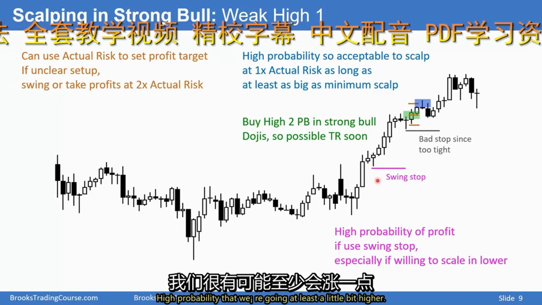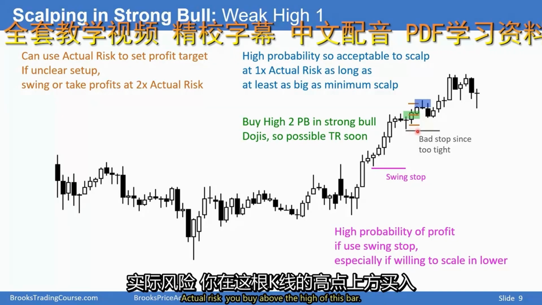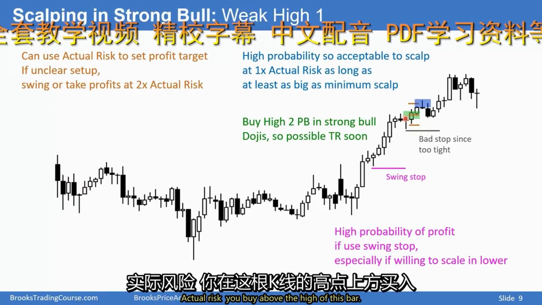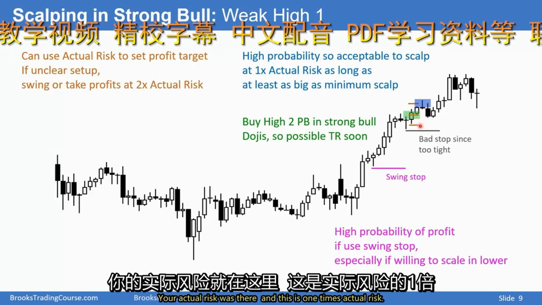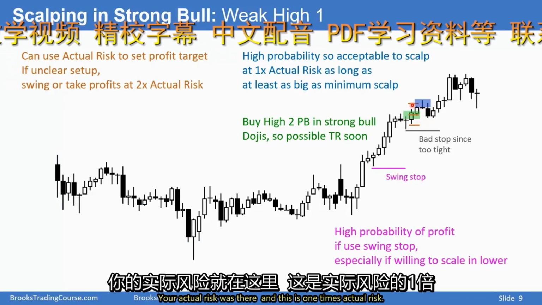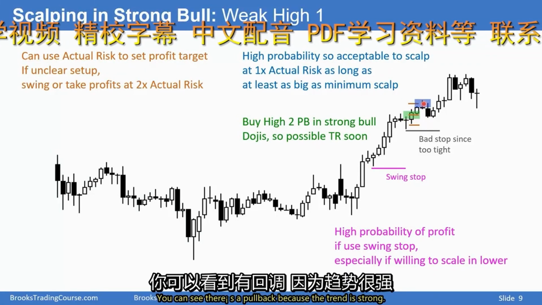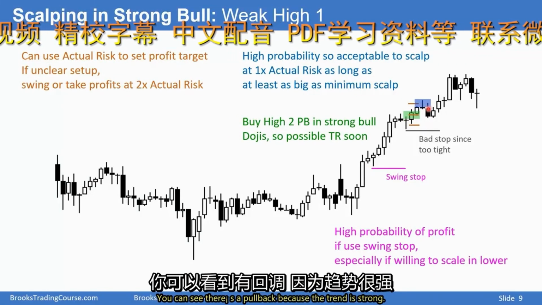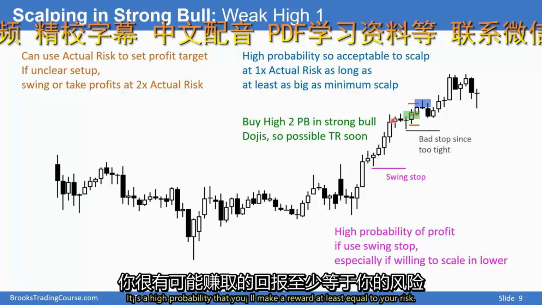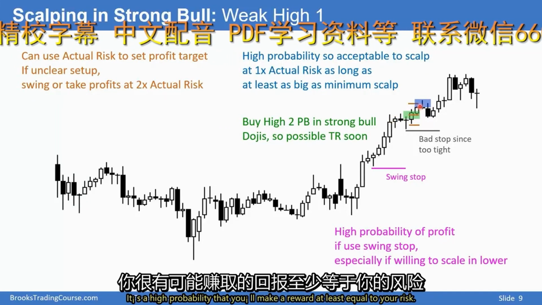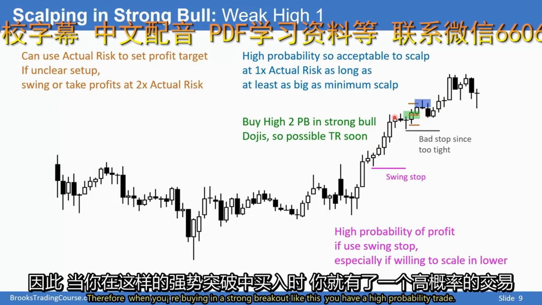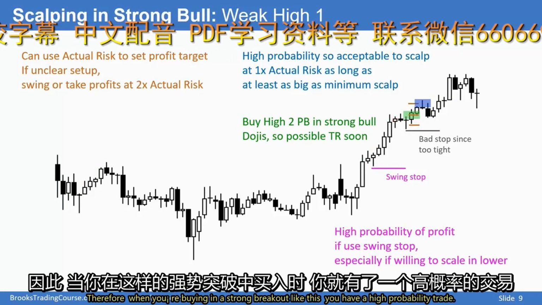High probability that we're going at least a little bit higher. Actual risk: you buy above the high of this bar, you filled right here, the market went straight up, your actual risk was there, and this is 1 times actual risk, and you can see there's a pullback there. Because the trend is strong, it's a high probability that you'll make a reward at least equal to your risk, and therefore, when you're buying in a strong breakout like this, you have a high probability trade.